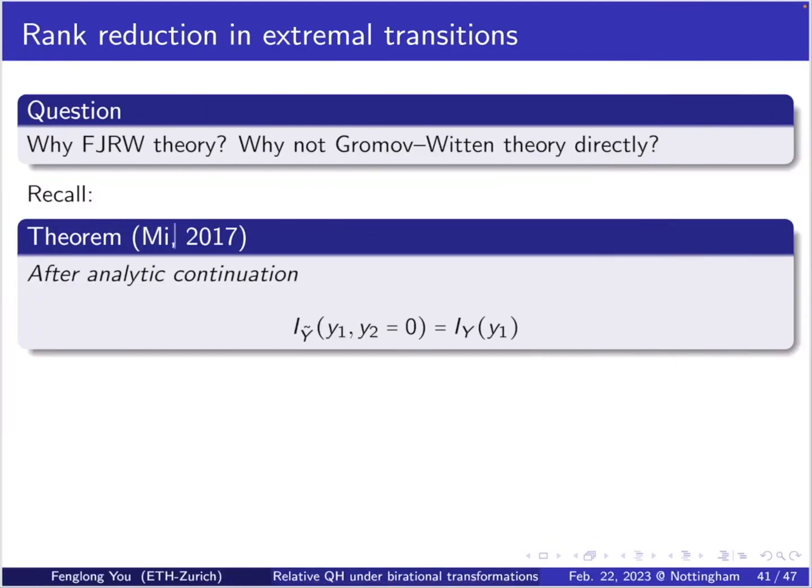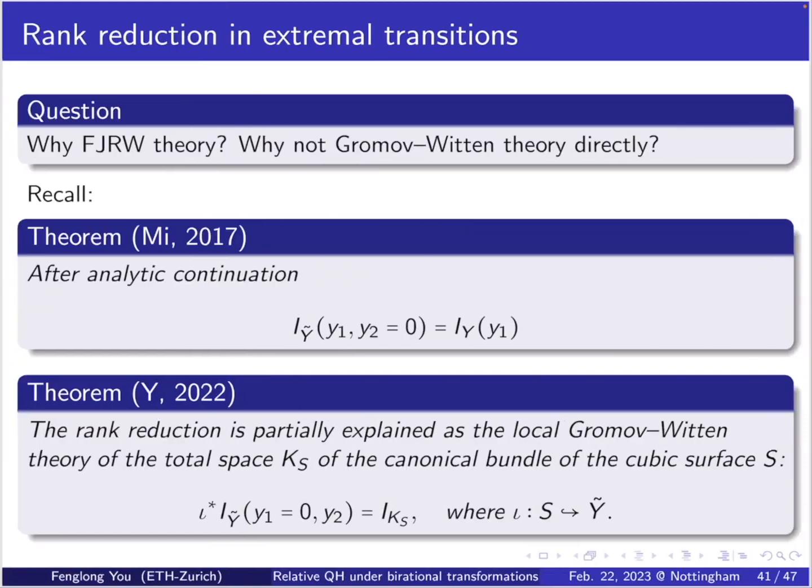So in the paper by me, the statement basically says the I function of Y tilde equals the I function of Y after an analytic continuation and specialization of one of the variables to be 0. Now we can think about this in terms of Gromov-Witten theory: this I function of Y tilde, if we specialize the other variable to be 0, is exactly the I function of the canonical bundle of the cubic surface S. And this cubic surface is the subvariety that was contracted by the extremal transition, right?